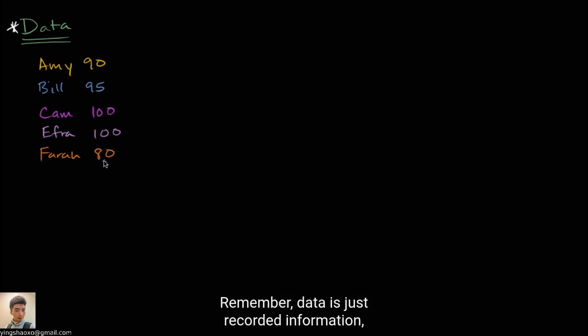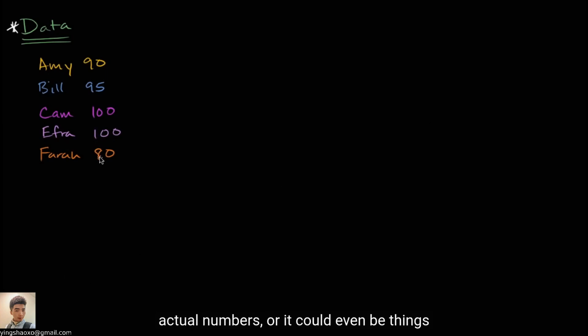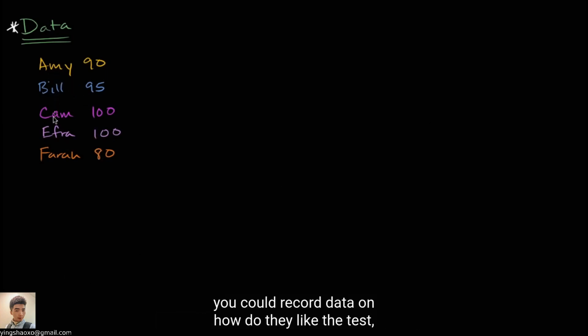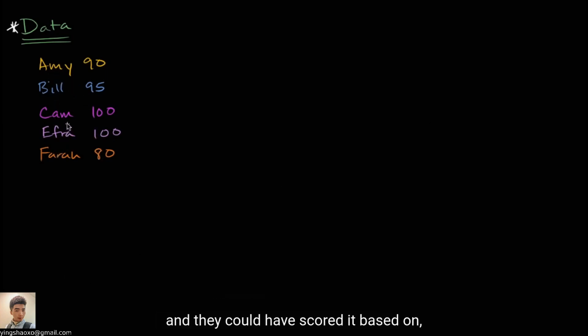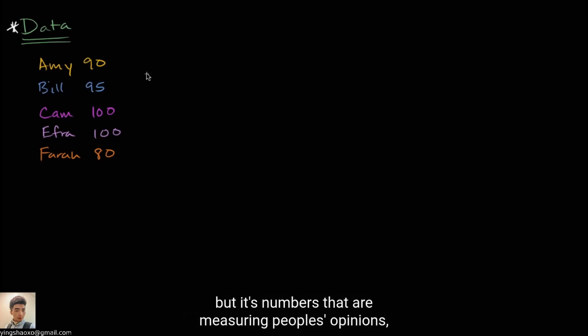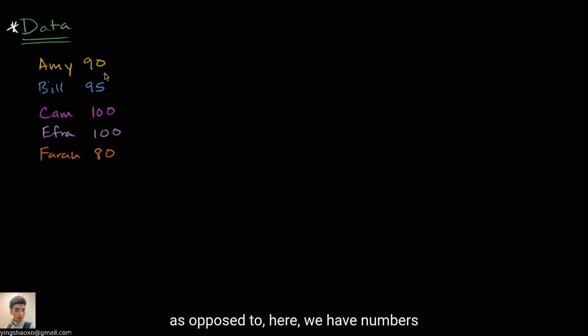Remember, data is just recorded information, and it could be numeric like this. It could be quantitative, so you're recording actual numbers, or it could even be opinions. You could record data on how they liked the test: I really liked it, I kind of liked it, I didn't like it. Or they might have rated it on a scale of 0 to 5, which would be numbers, but numbers that are measuring people's opinions, as opposed to here, where we have numbers that are measuring their actual scores. So there are all different types of data, and I don't want to get into all of that. But let's start thinking about different ways to represent this data.